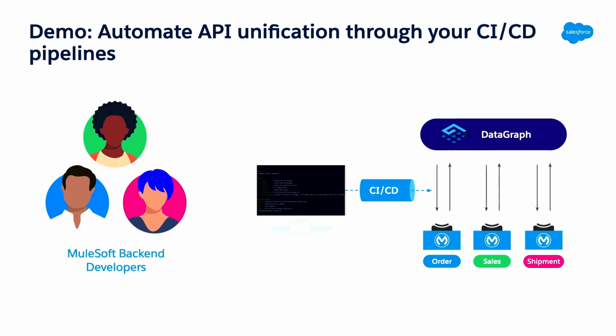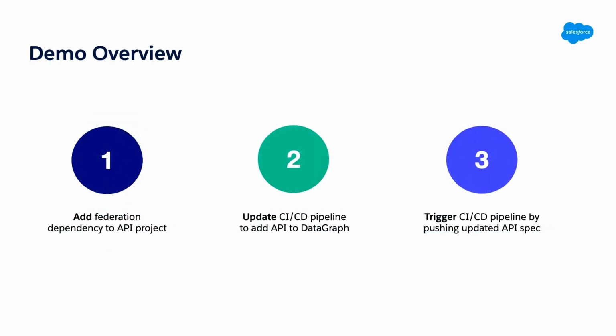So what we're going to show you is how each of these backend teams can individually add their APIs into the unified schema by integrating that with their CI/CD platform of choice. And there's literally no fuss. You're not going to see any Salesforce or MuleSoft specific technology that they're using, literally leveraging what they're existingly using. So let's go into the demo and see how this really works.